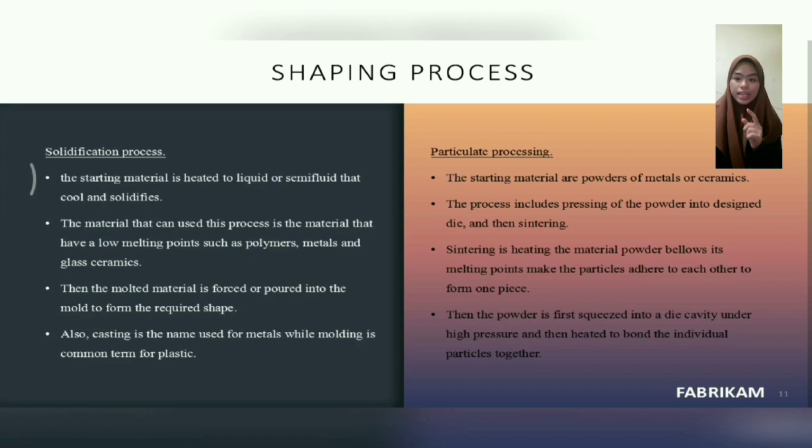Also, casting is the name used for metal, while molding is the common term for plastic.